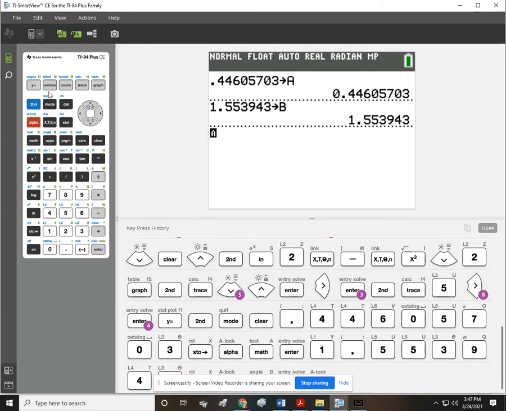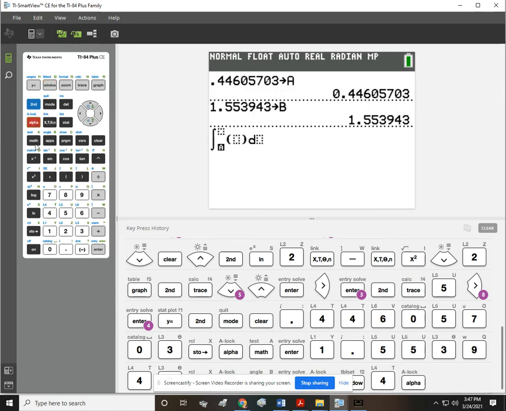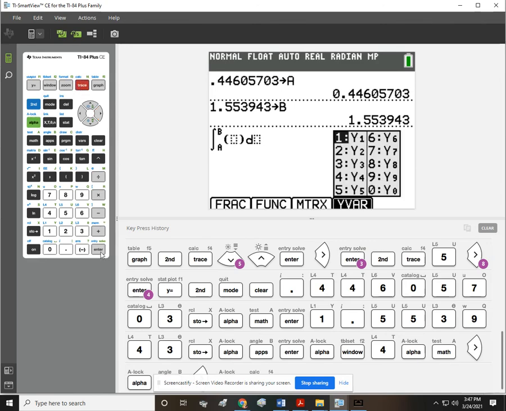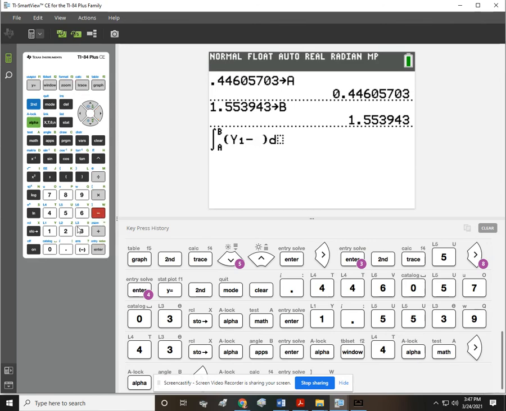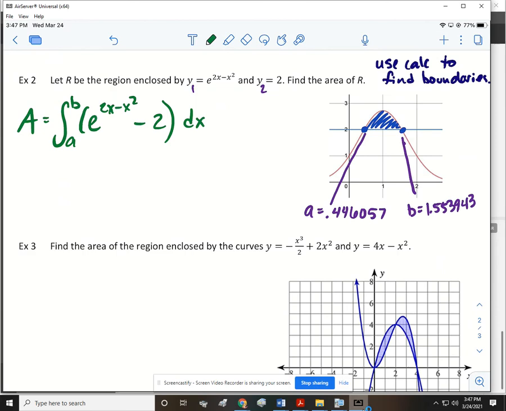Okay, so now when I type my integral, I can just go from A to B. Right, and then for the E function, I'm going to go to alpha trace to y1 because that's where I typed it. Subtract 2 from that, and then a dx. Okay, that's what the value of that integral is. That is that area. We just want to make sure we either round to 3 decimal places or truncate to 3 decimal places.